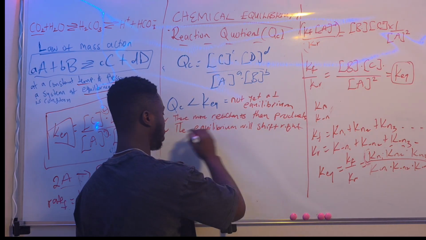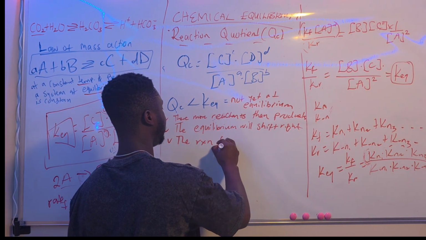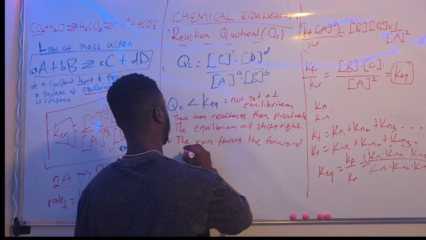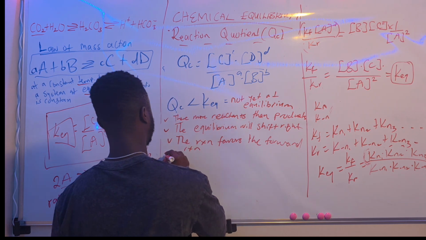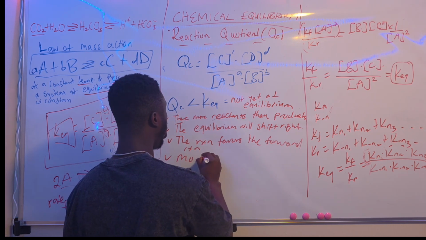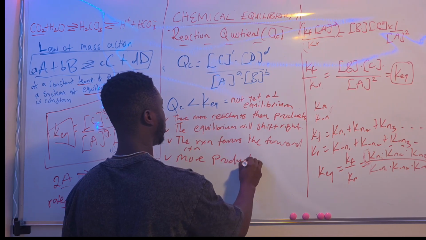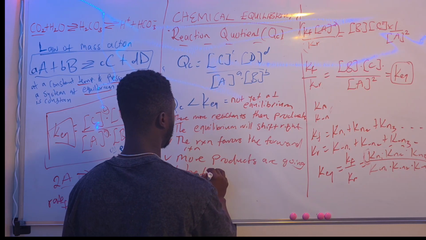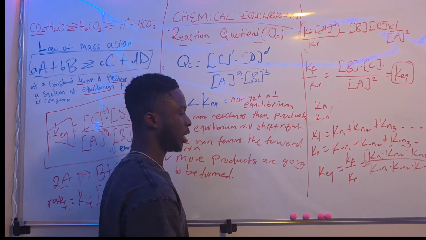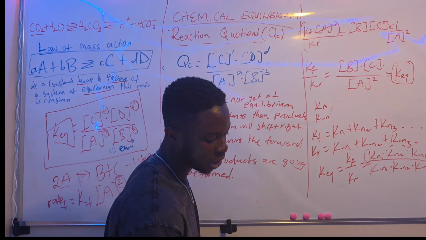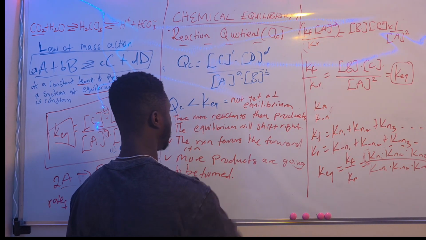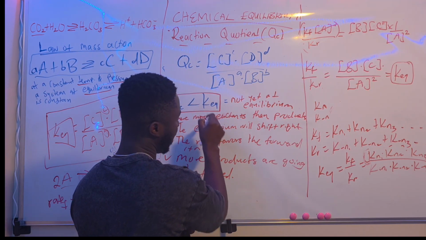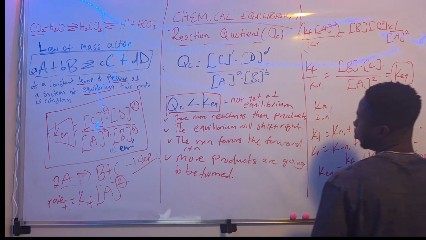So when the equilibrium shifts right, the reaction favors the forward reaction, and therefore, once it favors the forward reaction, more products are going to be formed. And once more products are formed, then the equilibrium would attain itself in neutrality. Now, those are the things that it implies when the reaction quotient is less than the equilibrium constant.